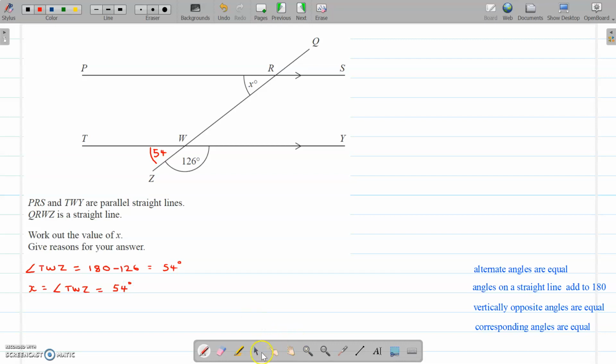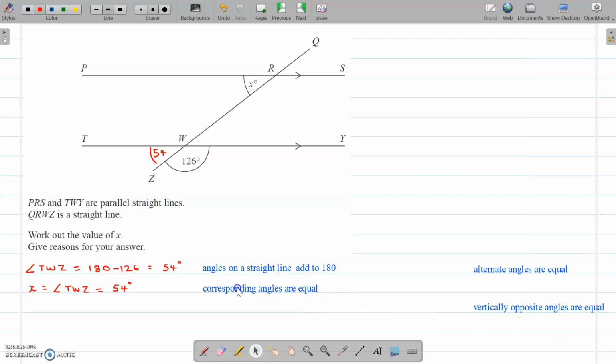So let's put the reasons in place. I've used the fact that angles on a straight line add to 180 for this one, and for the next one I've used the fact that corresponding angles are equal.